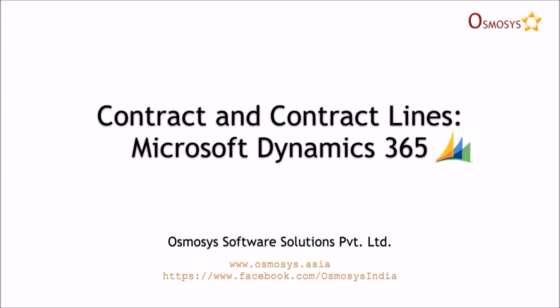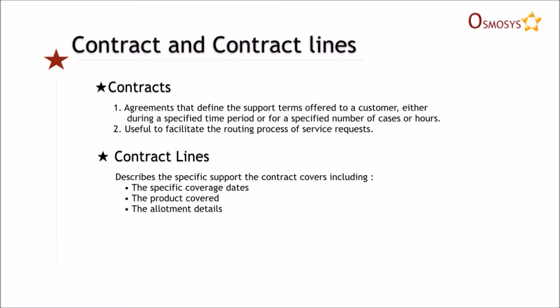Today we shall discuss contract and contract lines. What is a contract? Contracts are agreements between a company and its customers. If customers create service requests, they are routed through an involved process that includes verifying a customer's information, service agreement terms, obtaining details about the problem, and escalating it to the correct customer service representative to resolve the case. This process is simplified using contracts.